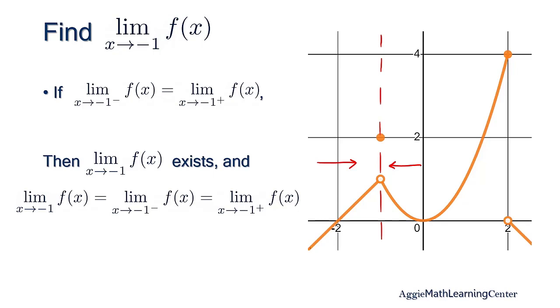In this case, from the left, the function is a line that ends at the point (-1, 1), and from the right, the function is a parabola, which ends also at the point (-1, 1). Because both segments end at the same point, the limit from the left and the limit from the right are the same, and we conclude that the limit of f of x as x approaches -1 is equal to 1.